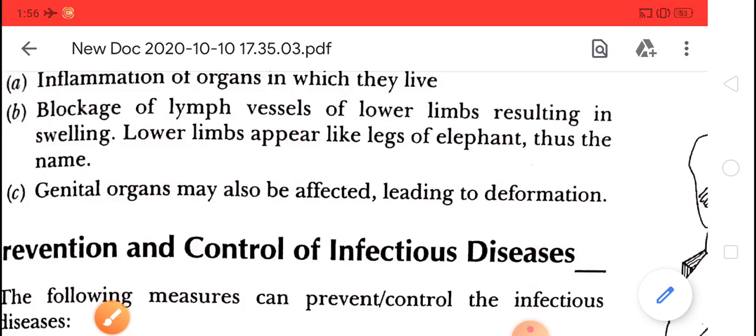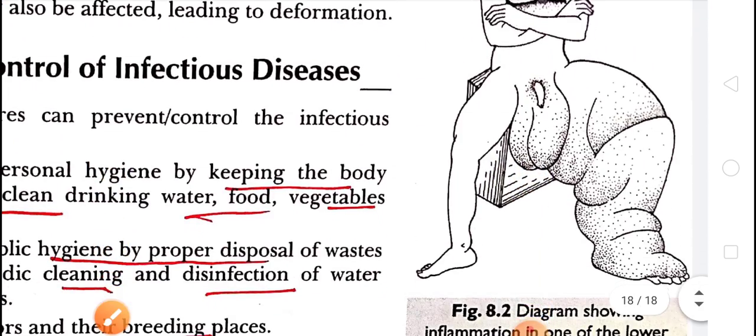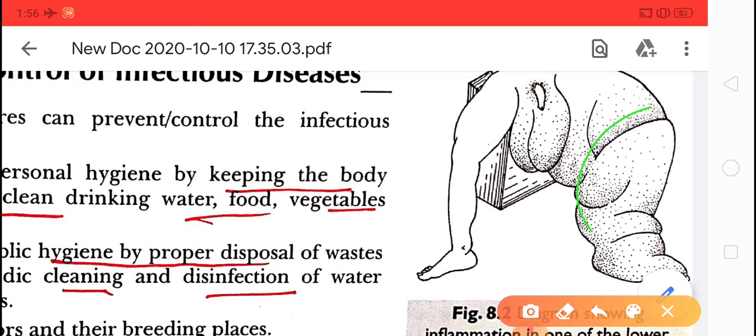Okay, here I'm showing a picture in front of you. The lower limbs appear like that. That is a very serious and fatal disease. And this disease, elephantiasis, is caused by Wuchereria bancrofti and Wuchereria malayi.